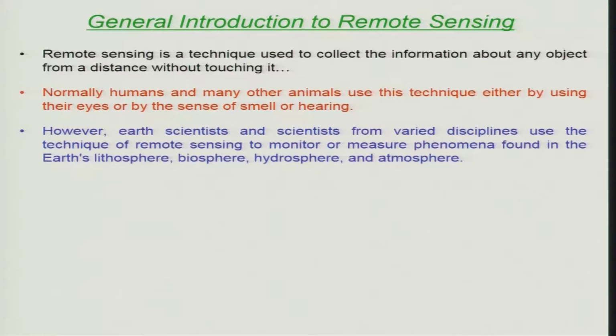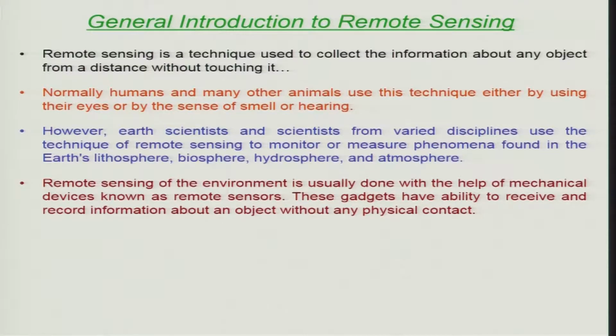But earth scientists and scientists from varied disciplines use remote sensing techniques to monitor or measure phenomena found in Earth's lithosphere, biosphere, hydrosphere and atmosphere. So it depends on what exactly you want to look at. In this course, we are going to use this technique to look at the landscape or the landforms on the Earth's surface.